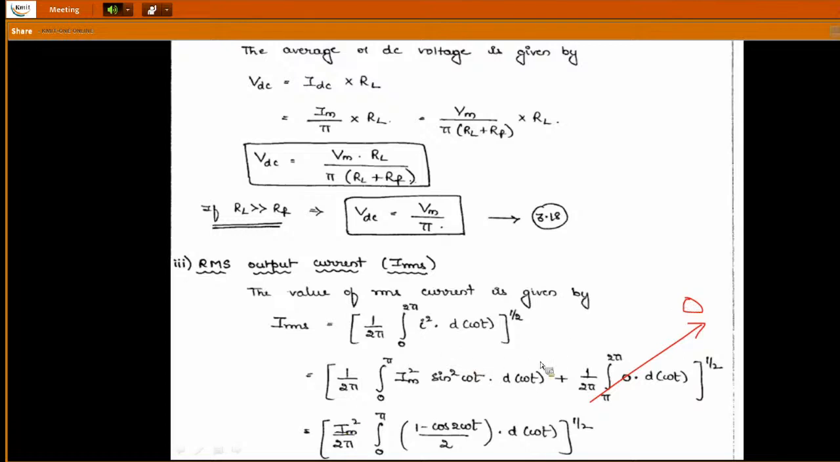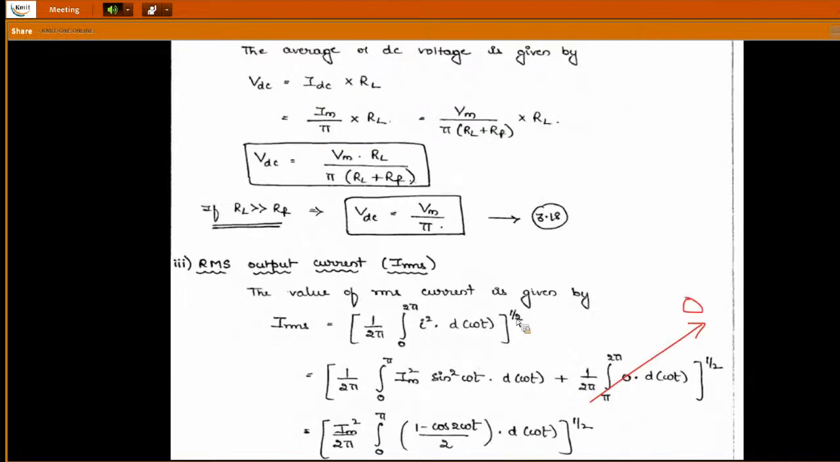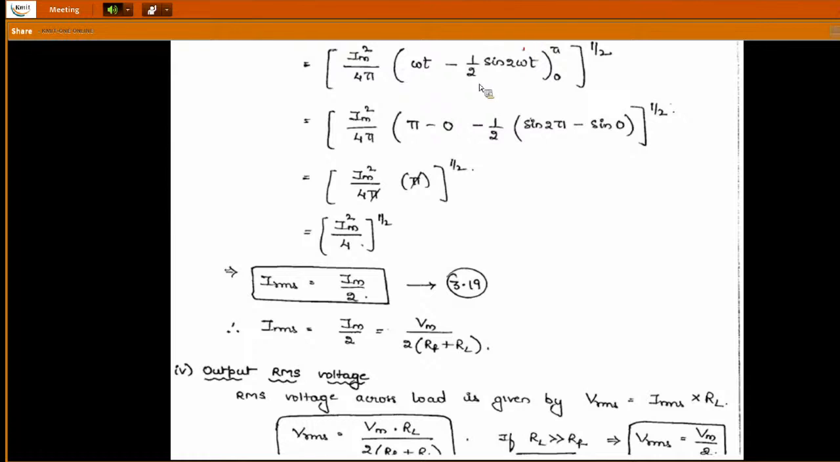Now how to represent sine square omega t? You already know all the integration parts. Sine square omega t is (1 minus cos 2 omega t) by 2 into d omega t. Now take Im square as common, Im square by 2 pi. Then Im square by 4 pi, taking this 2 also outside as common. It becomes (Im square by 4 pi into (omega t minus half sine 2 omega t) from 0 to pi) whole power 1 by 2. If you solve this, you finally get Im by 2 as your RMS value. IRMS is equal to Im by 2.